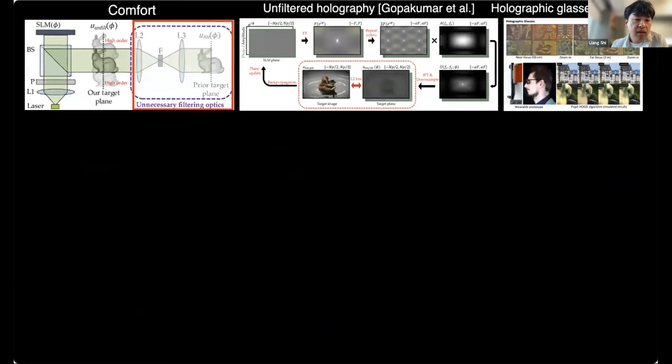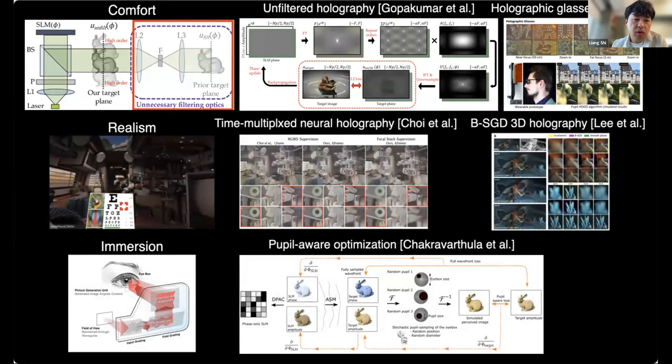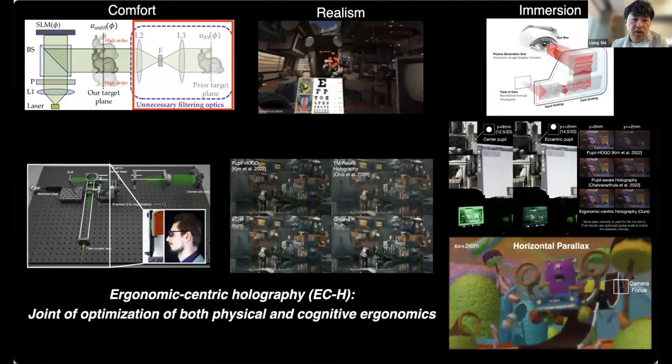These ergonomic challenges have received individual attention recently, and several works have made separate attempts to solve each of them. Nonetheless, no work has systematically tackled them in a unified manner. To that end, we introduce ergonomic-centric holography, the first computational framework that systematically optimizes all three of these aspects.